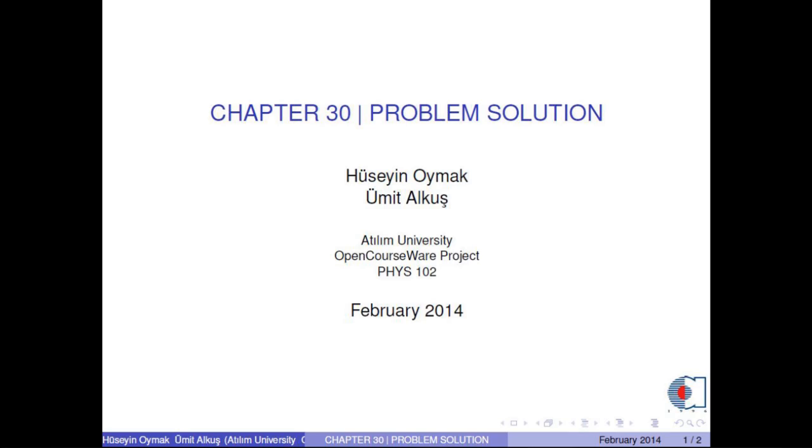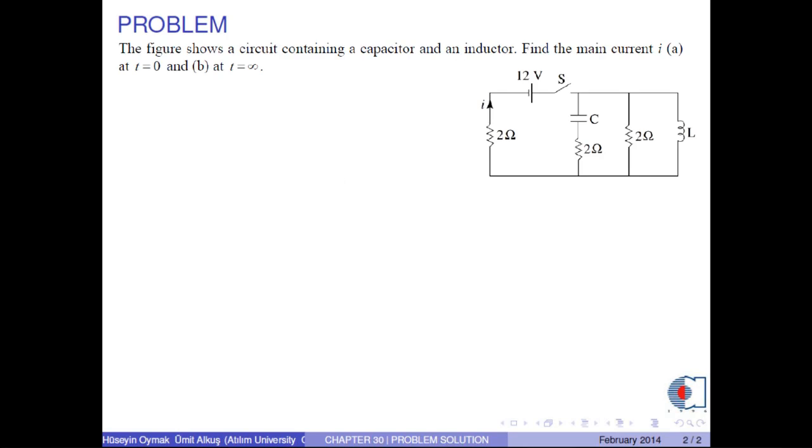In this video, we will solve one problem from chapter 30. The figure shows a circuit containing a capacitor and an inductor. Find the main current I, A, at t equals 0 and B at t equals infinity.